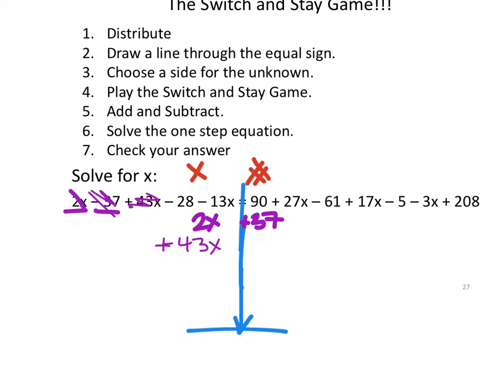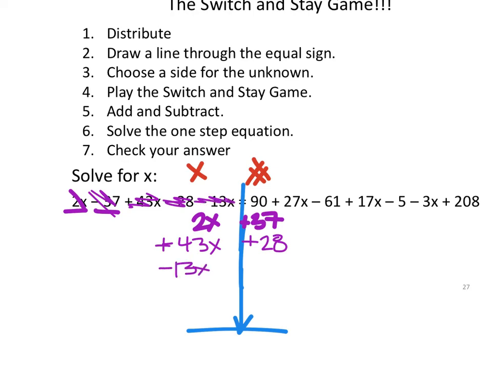The negative 28, though, it's going to need to cross that blue line. If you guys are hating this already, you don't need to worry. You don't have to use this method. But that negative 28 is going to cross the line, so I'm going to change its sign into a positive 28. So it's switched. And then the negative 13x is going to stay negative 13x.